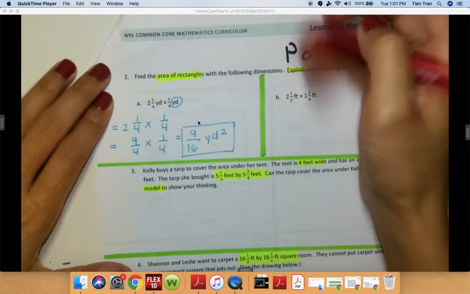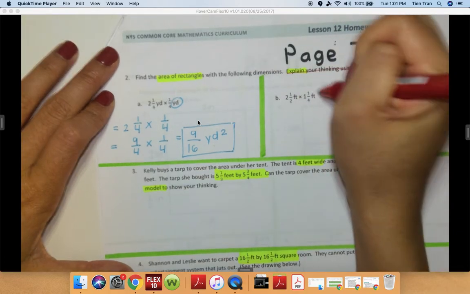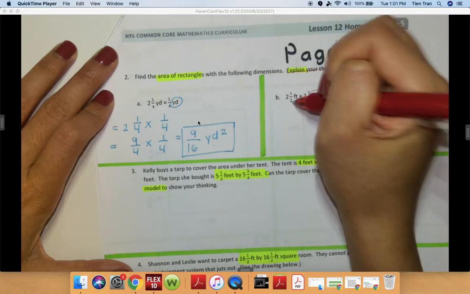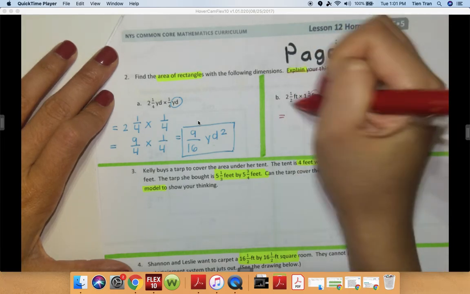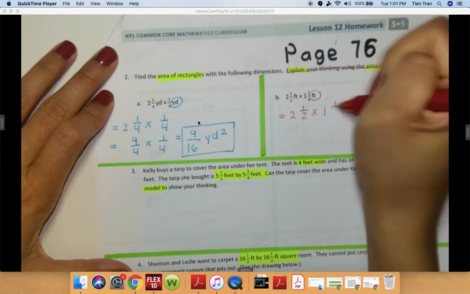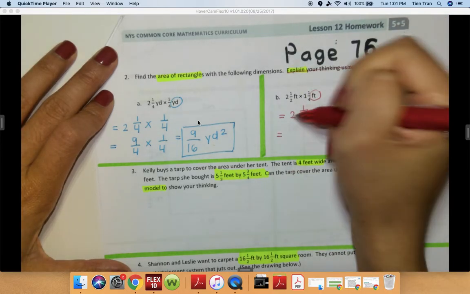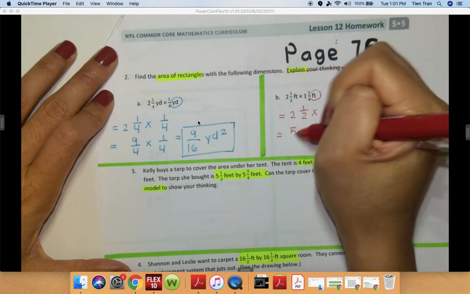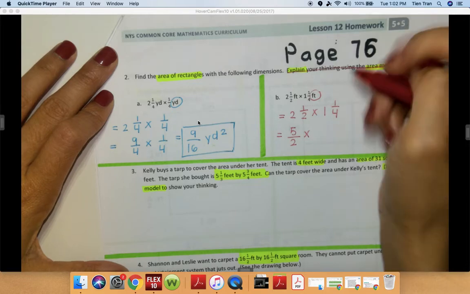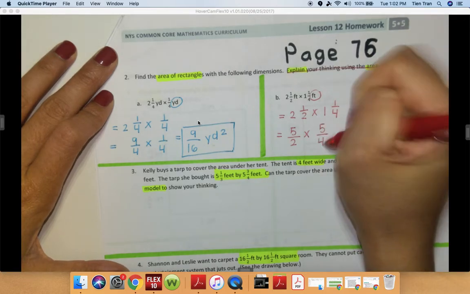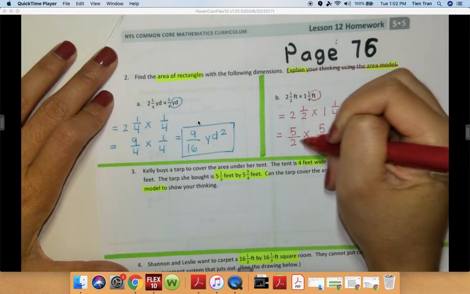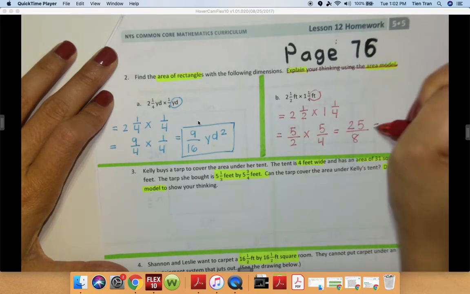Okay, the next one. This one is feet. So 2 and 1/2 feet times 1 and 1/4 feet. Let me just write it down. 2 and 1/2 times 1 and 1/4. 2 times 2 is 4, and 4 plus 1 is 5. I have 5/2 times 4 times 1 is 4, plus 1 is 5, 5/4. So I have 25, because 5 times 5 is 25, and 2 times 4 is equal to 8.